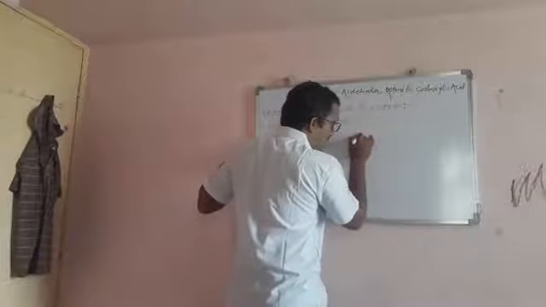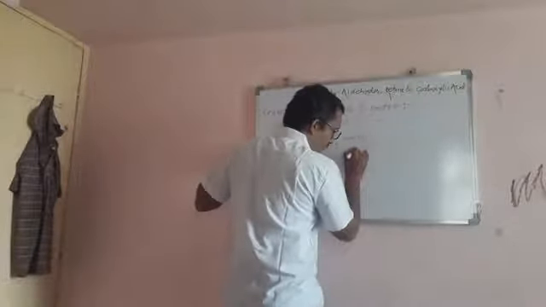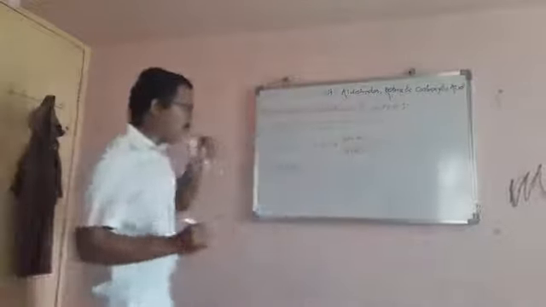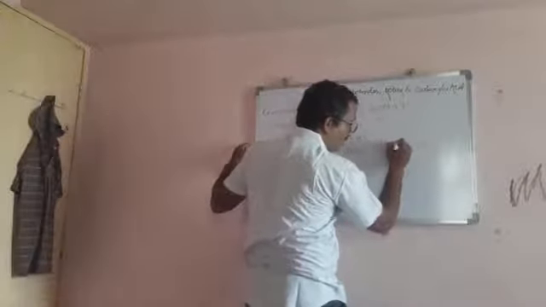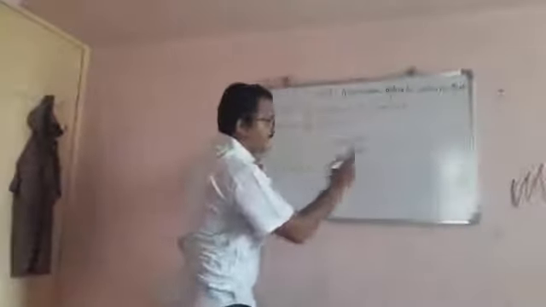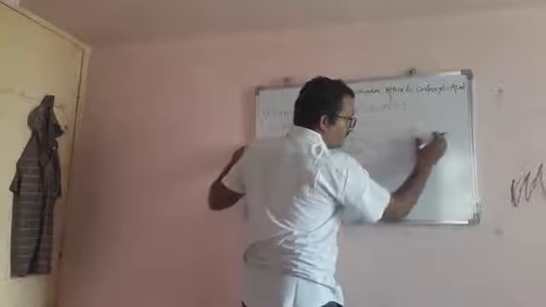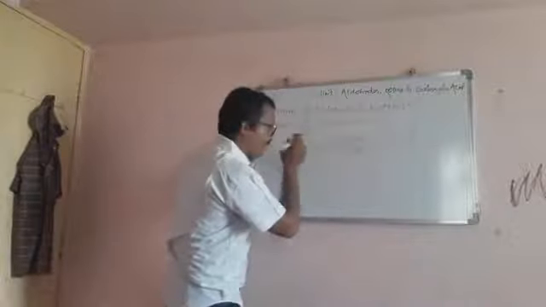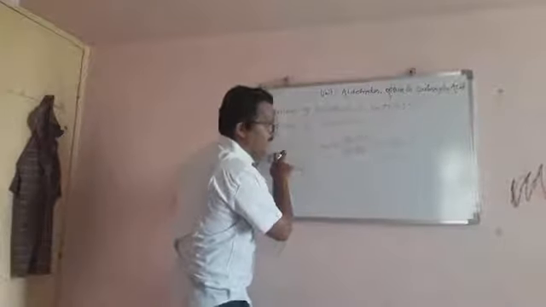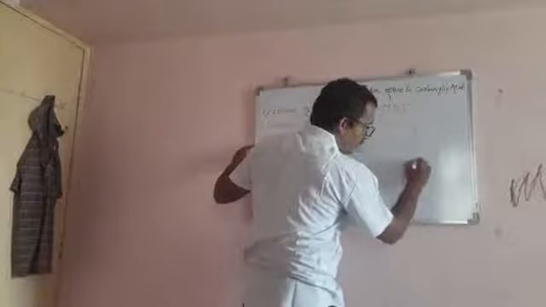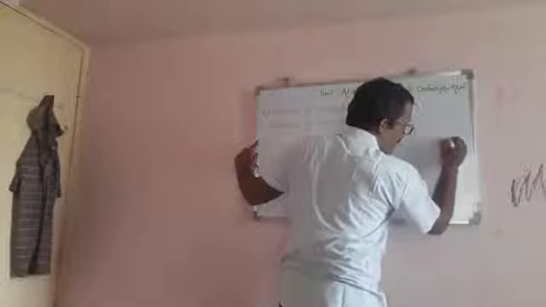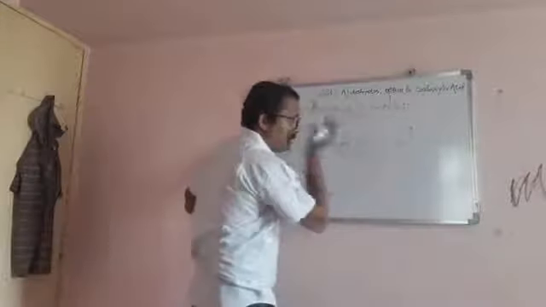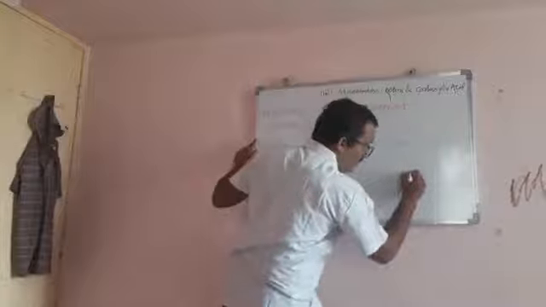Dilute HCl gives the corresponding unstable product, and the product is like this: CH3CH, with OH, and the OH attacks, and this O gets converted to OC2H5. This is the unstable product, that is hemiacetal.